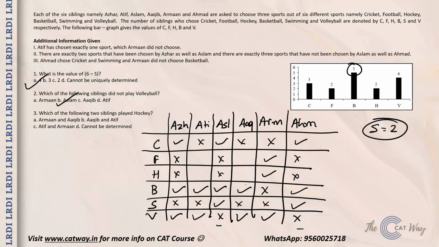Then what do we have is that which of the following two siblings played hockey? So about it, we cannot determine whether it was Arman and Atif or whether it was Arman and Akib. So the correct answer will be option number D, cannot be determined.